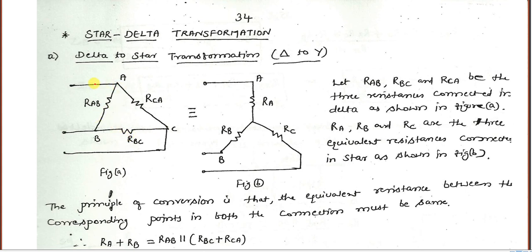Derive the expression for star to delta or delta to star. You should be very careful, because you people are going to make a mistake and write the opposite. Delta to star means the given input is delta and you have to convert it into star. You have to write the formula for RA, RB, RC. Now let us start with this.